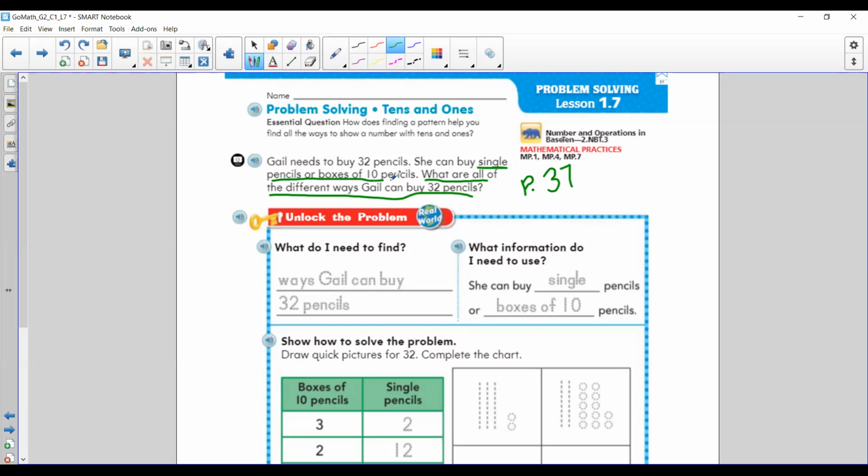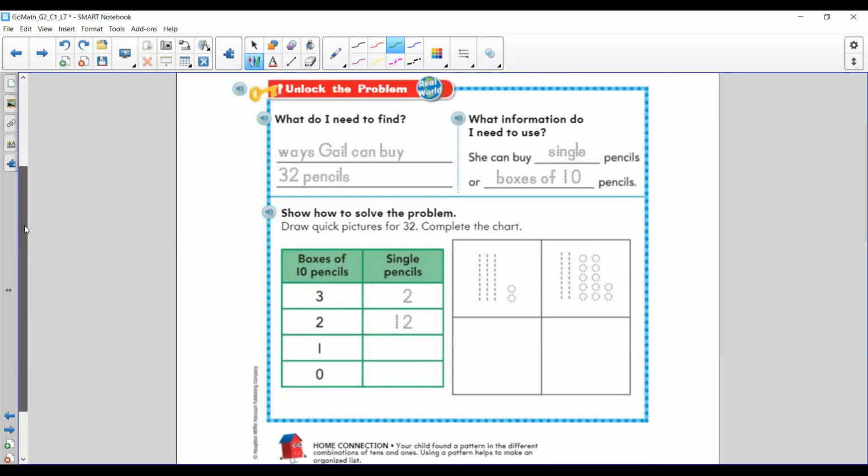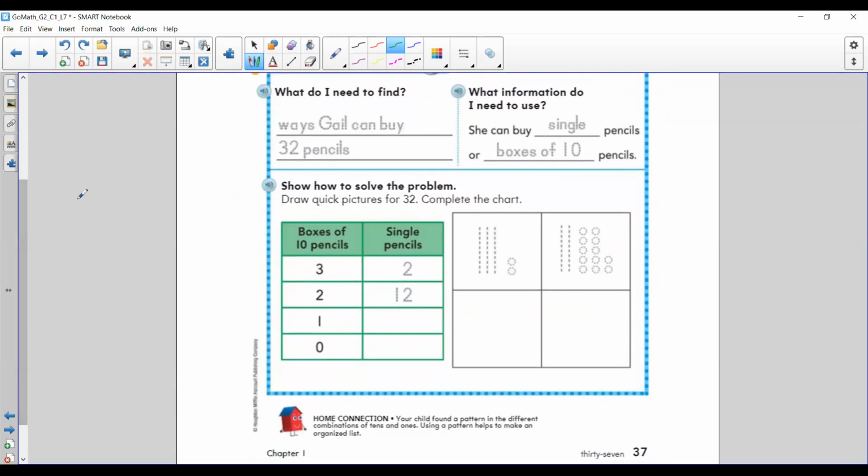And a box of 10 pencils is like a 10. We can think of that as a 10, and we can think of the singles as ones. Show how to solve the problem and complete the chart. Now see how this chart has 4 squares? In each square, we're going to show this in a different way.